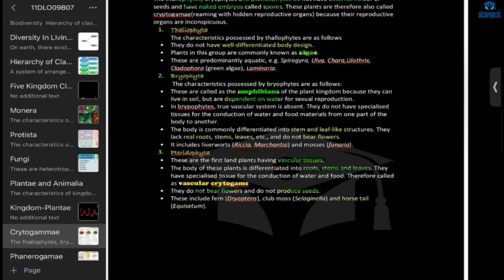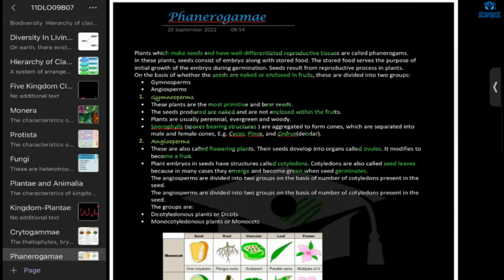Why? Because they have the first tissues, the conducting vascular tissues. And all of these have spores, not seeds. Now next we'll go for the phanerogams. Here we have two groups, gymnosperm and angiosperm. Why are they called phanerogams? That means they have seeds.